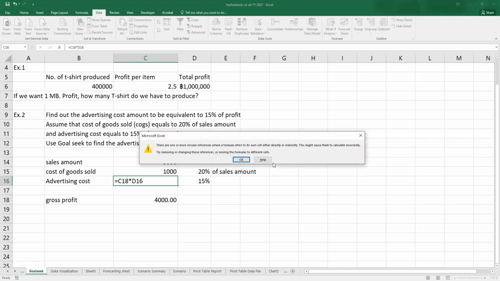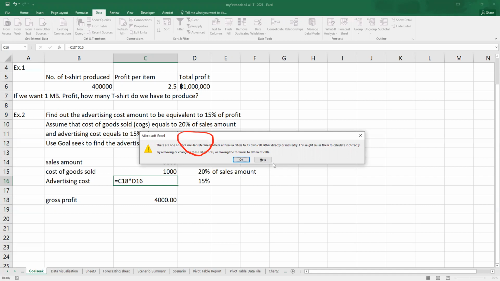When you press enter, it causes a problem right now. The thing that you see right now is that it shows you that there is a circular reference. This is a key term that you have to be careful about, because when it becomes a circular reference, it's always a problem. It doesn't show the correct answer for sure. So let's see. It said that, okay, it may cause items to calculate incorrectly.